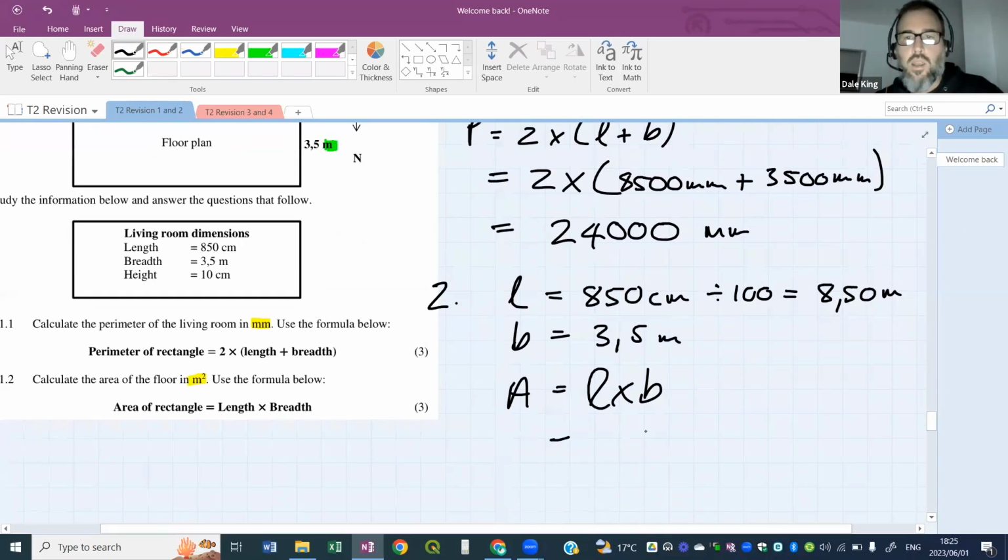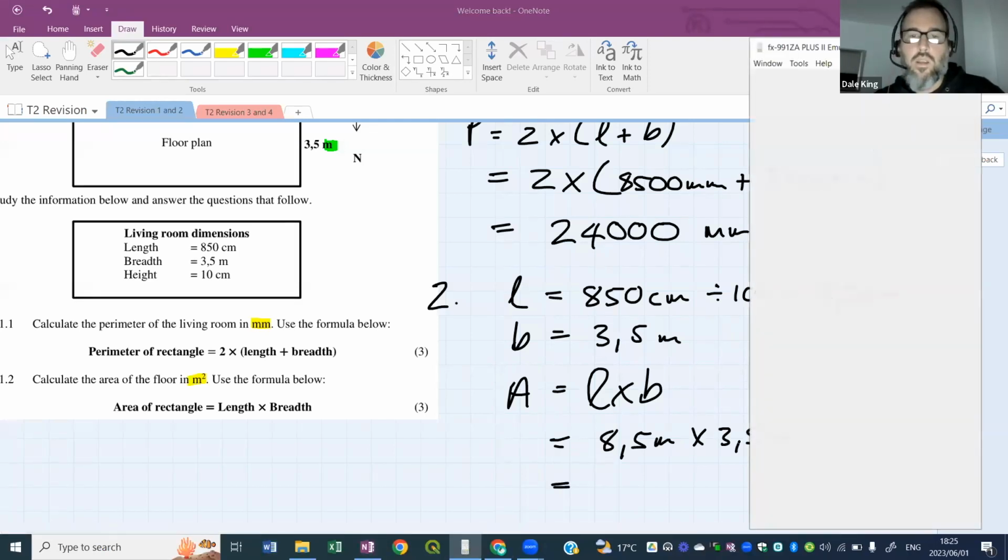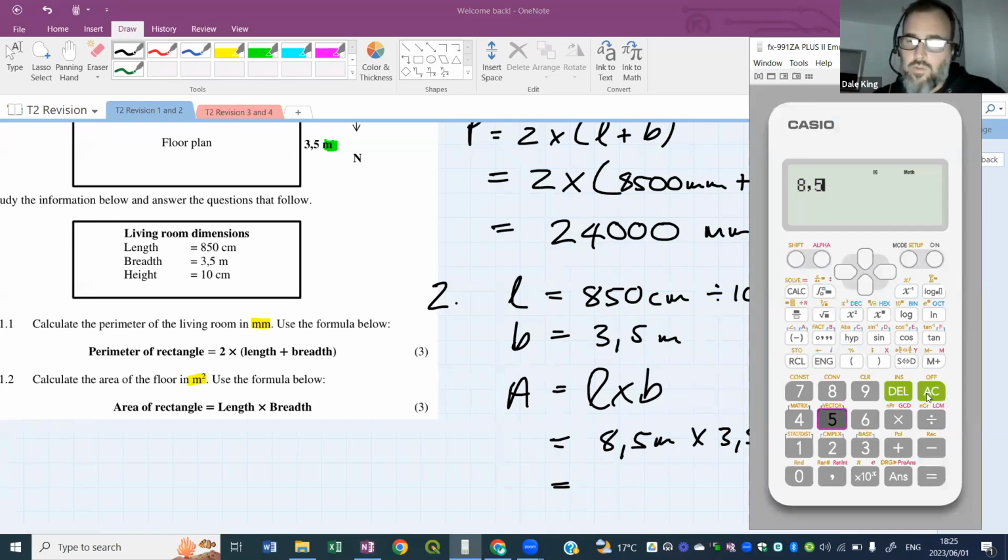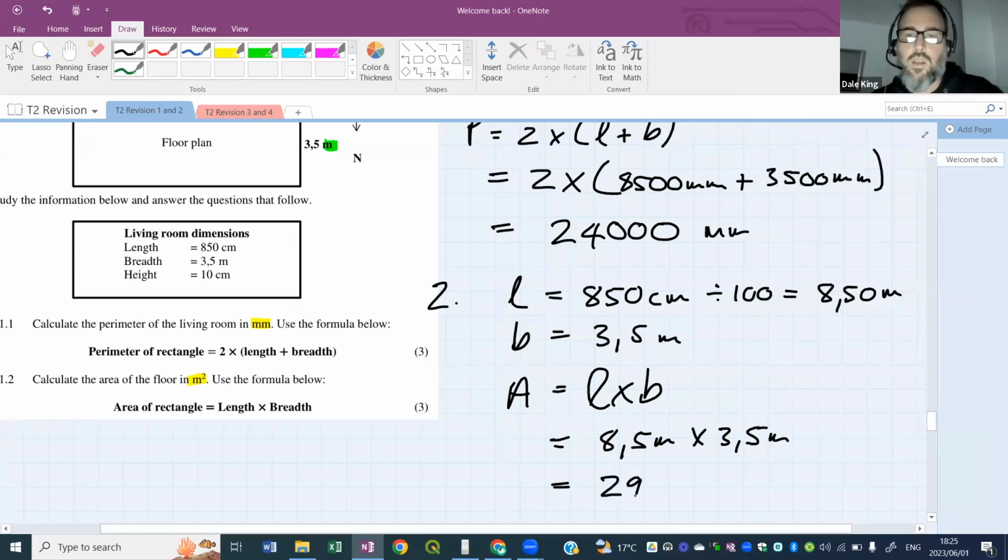There's my formula, length times breadth. So I'm going to take my length, 8.5 meters, and I'm writing my units. Always show your units so you know what you are doing. And then I'm going to get my calculator. 8.5 times 3.5. Oh, not 6.5, 3.5. There we go. 29.75. 29.75 meters squared. All right, check your answers and see what you guys are getting. We should all be getting the same one. All right, good.